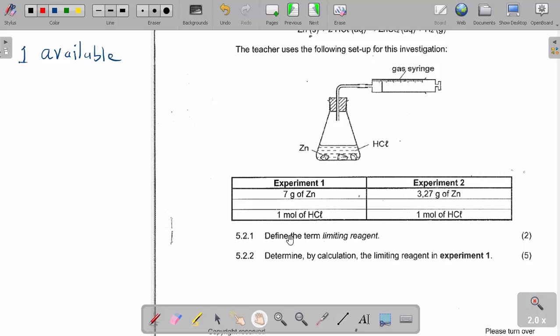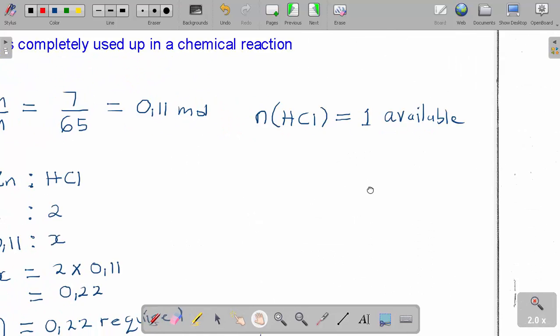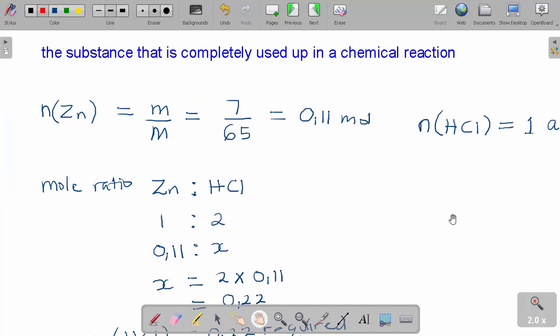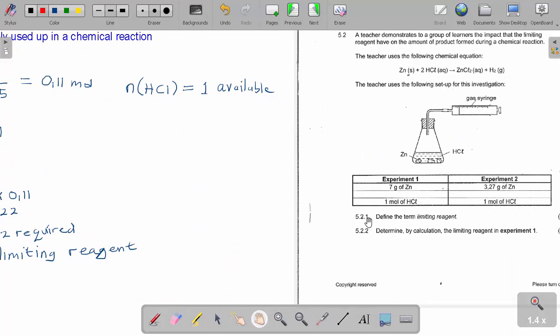Define the term limiting reagent. What is a limiting reagent? A limiting reagent is a substance which is used up completely in a chemical reaction. Say it again. It is a substance that is completely used up in a chemical reaction. So they say determine the limiting reagent in experiment 1: 7 grams of zinc and then 1 mole of HCl.